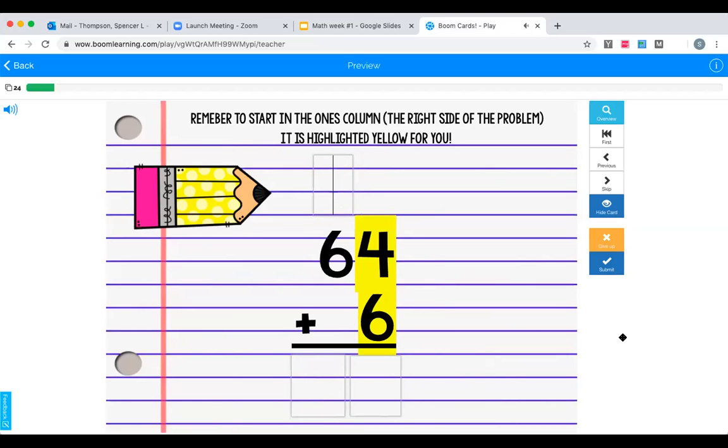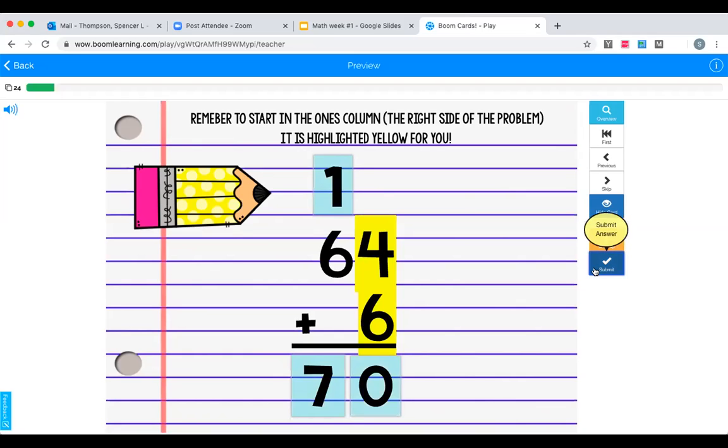Look at this problem. Again, remember to start in the ones column. It's highlighted in this activity. I see 4 plus 6. I'm going to put 4 in my hand and count up 6. 5, 6, 7, 8, 9, 10. All right, 4 plus 6 is 10, so I'm going to put my 0 at the bottom and my 1 up top in the tens column again. 1 plus 6 is, if you said 7, you would be right. Let's check our answer. Yes.